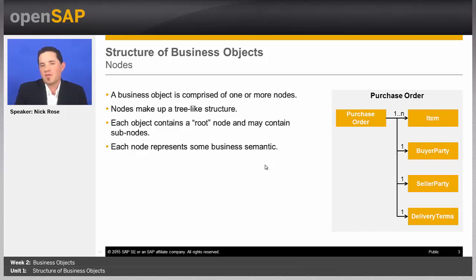And so building up this type of structure will basically generate and create the business object that we want. You may have business objects that are very simple and only have a root node. You may have some that are a lot more complex and have many nodes. It depends on the use case and what the object is being used for.